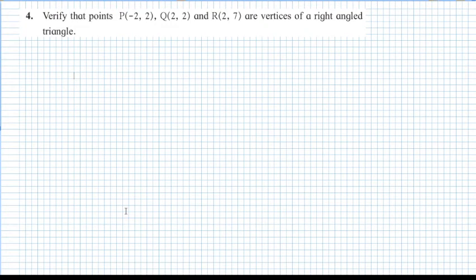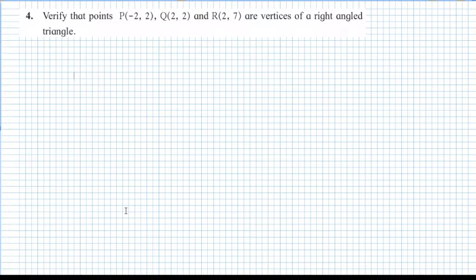Back. Today we will be solving exercise practice set 5.1, question number 4. Okay, what is the question? It says: verify that points P(-2, 2), Q(2, 2) and R(2, 7) are the vertices of a right angled triangle.